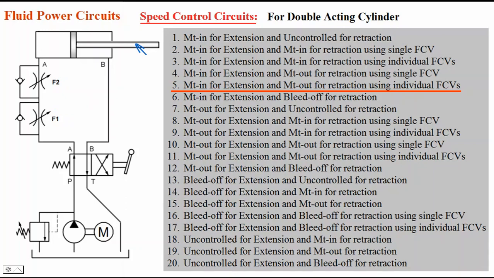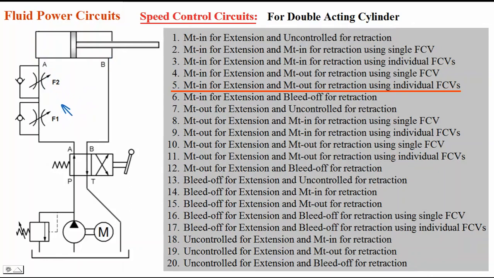This is metered in for extension, and during retraction what will happen we shall see. We will shift the lever to the other position. P to B, A to T connection is made. Oil will flow from P to B, and oil which is there on the other side of the piston is flowing out. It is flowing out through A, and it can't flow through this check valve. It has to flow through this flow control valve. So this is meter in during extension and meter out during retraction. Such type of circuit it is.